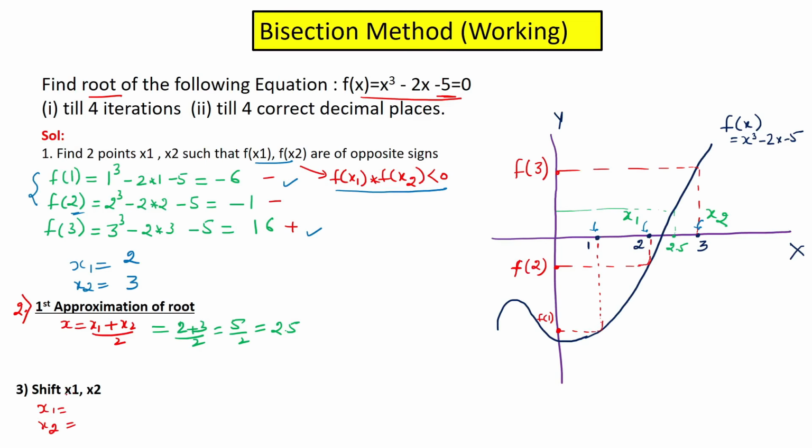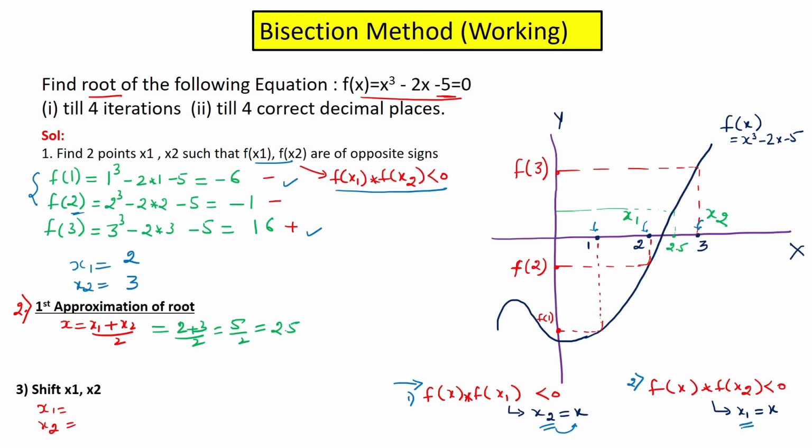Now the third step is you have to change x1 or x2 to this x, but you have to do this based on two conditions. And what are those conditions? So these are those conditions. This is the first condition and this is the second condition. The first condition says if you multiply the value of f(x) into f(x1) and this is coming as a negative value, then you have to change x2 to this x. Or if you multiply f(x) into f(x2) and you are getting a value lesser than 0, then you have to change x1.